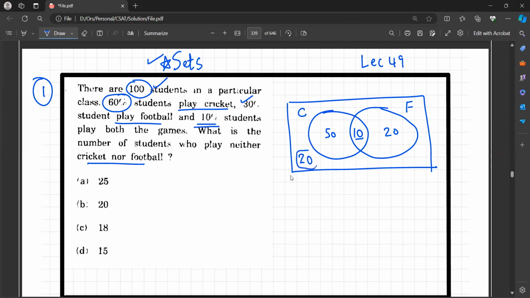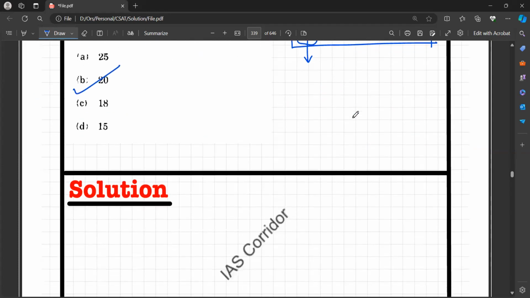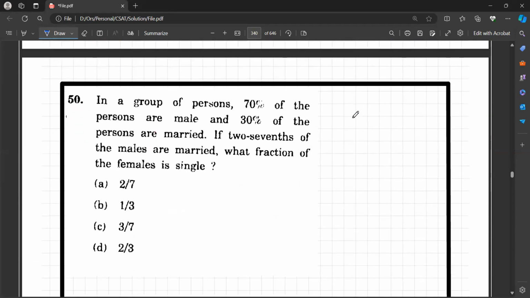Now, this 20 represents the students who neither play cricket nor football. So, what is the number of students who play neither cricket nor football? The answer would be 20. Proceeding to the next problem, that is question number 2.